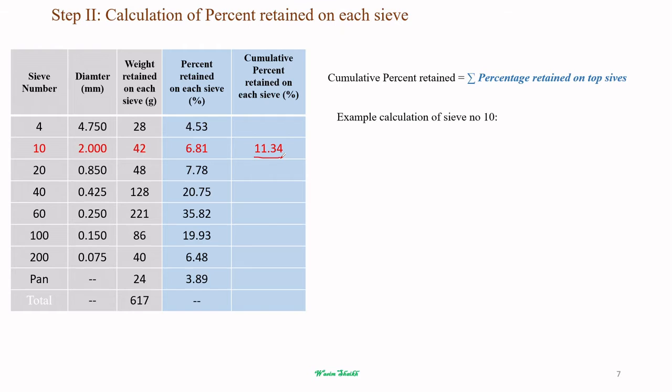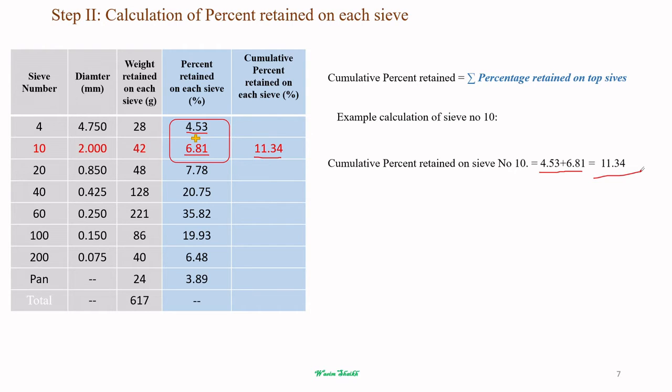Now how does that value come? That value comes as an addition of successive values. On sieve number 10 it is 6.81, plus you add the value above it. How much is that value? 4.35. So you get 4.35 plus 6.81, and you will get the value 11.34. This is how we do the cumulative percentage.